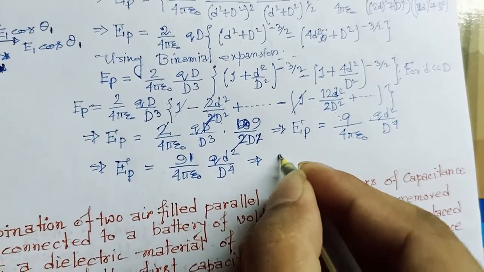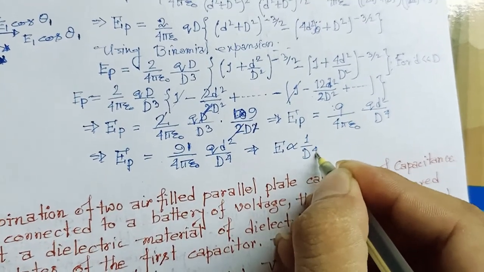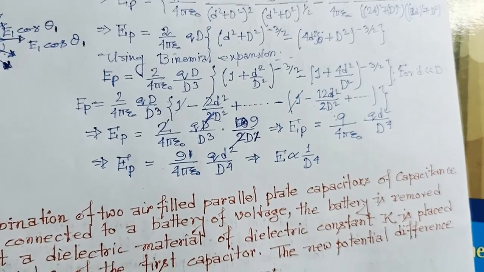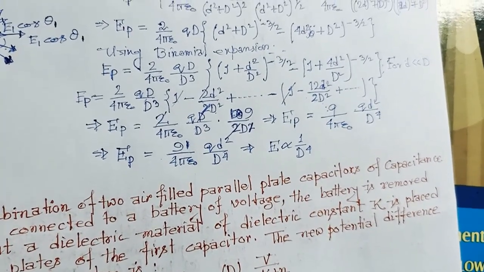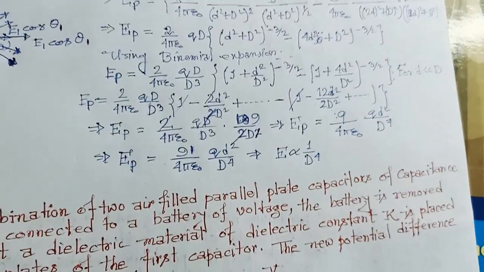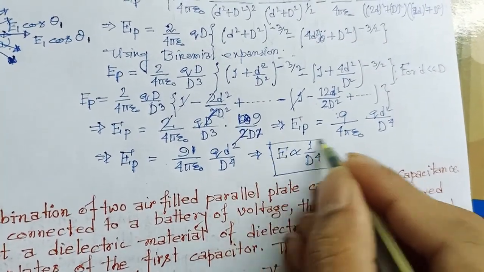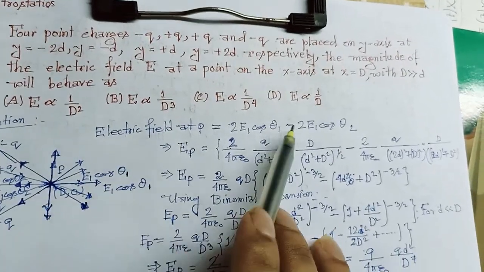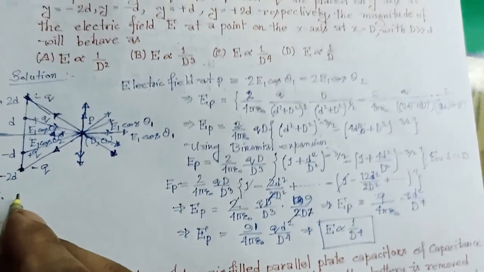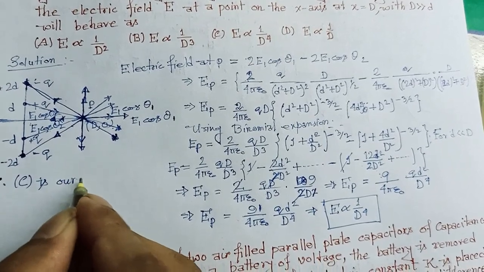So we can write that the electric field is inversely proportional to D to the power 4. So our correct option is option C. Therefore C is our correct option.